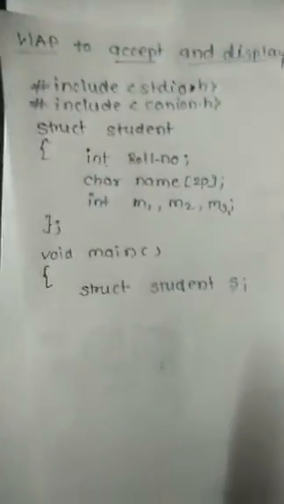Now next is my accept. This is a declaration part. When we declare here, we reserve memory. Then next is my accept the information. Accept takes the inputs from the user.